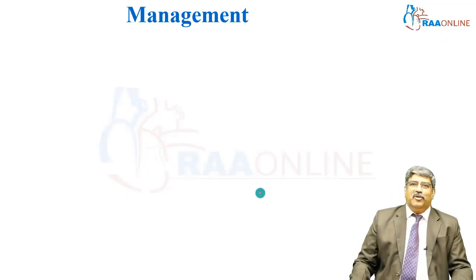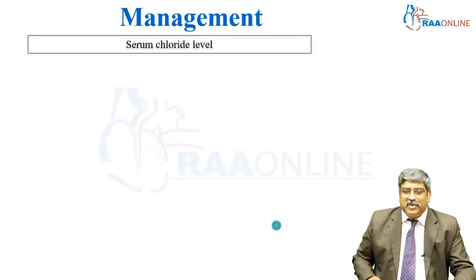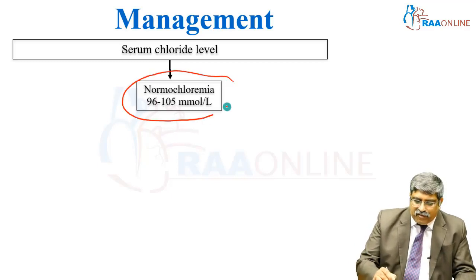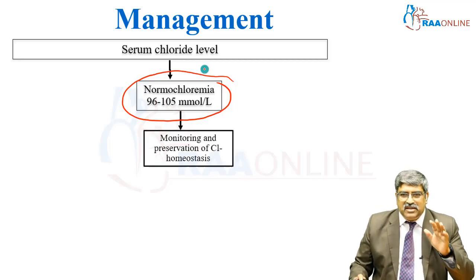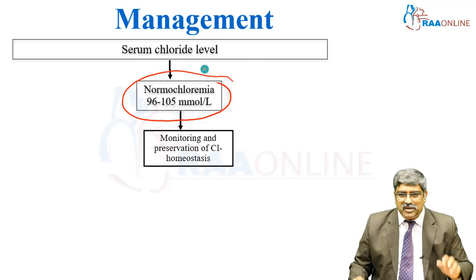Now, how are we going to manage high and low levels of chloride? First, measure the serum chloride. If it is at the normal level of 96 to 105 millimole per liter, you just monitor and try to preserve the chloride homeostasis as much as possible.